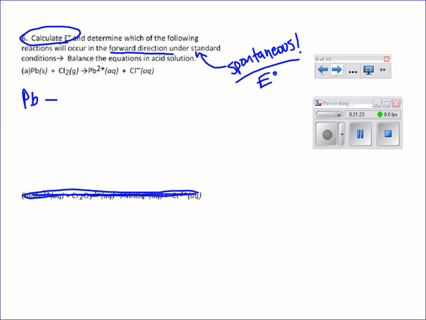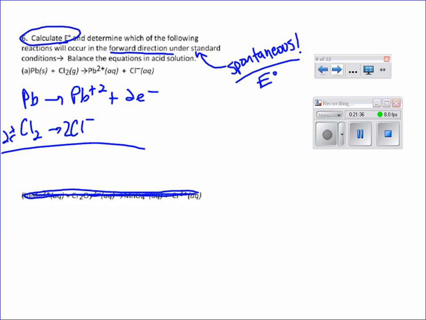Ready? Go. Pb goes to Pb plus 2 plus 2 electrons. Cl2 goes to Cl minus. Got to balance that, so I put 2 electrons here. All right, let's look these up. This I haven't done yet, so you're going to help me find these. This is where we slow down. Pb plus 2 to 0, I got as negative 0.125. So this is positive 0.125.